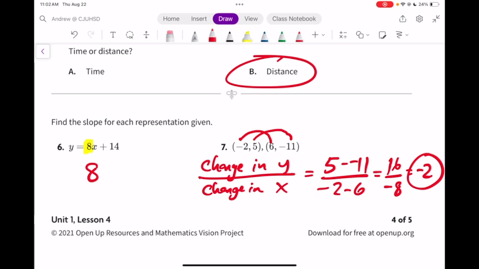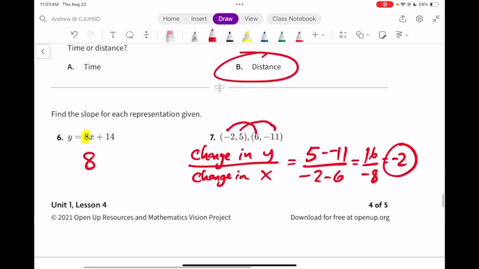That's supposed to be a review again from 7th grade. So we'll be using that in the near future.